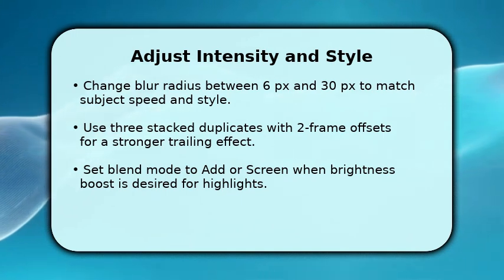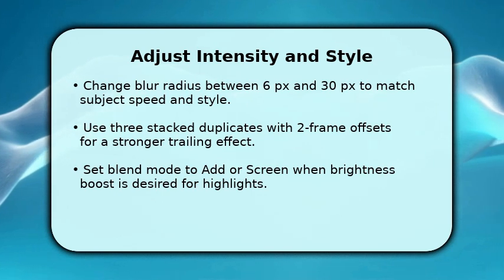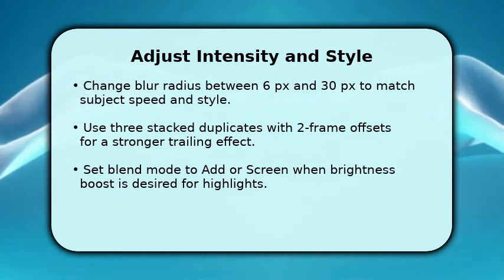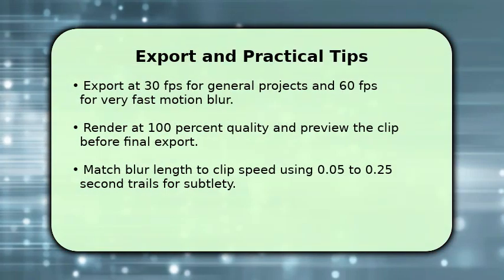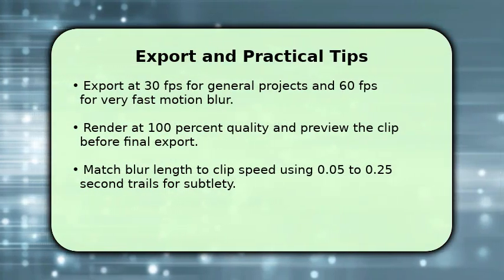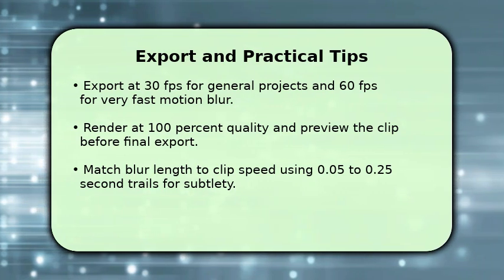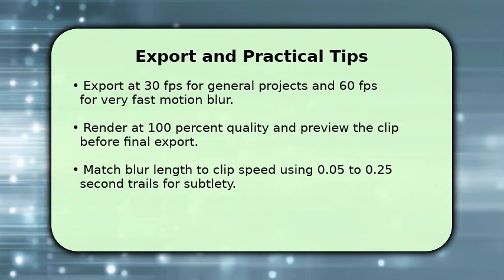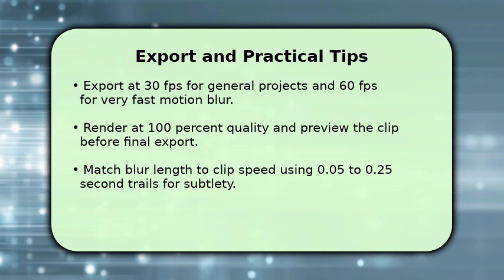Keep direction consistent with the motion for realistic blur direction and cleaner results. Preview your blur at the project frame rate to confirm smooth results. Export at 30 fps for most videos and choose 60 fps when motion is extremely fast. Render with 100% quality to avoid compression softening the blur.